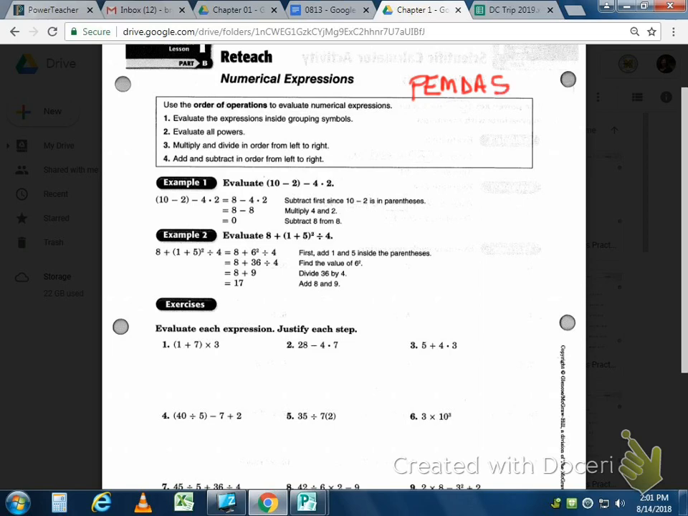So, PEMDAS is like number 1. Evaluate the expressions inside grouping symbols. So, P stands for do inside parentheses first. Step 2, it says evaluate all powers. So with PEMDAS, it's E, anything with exponents.